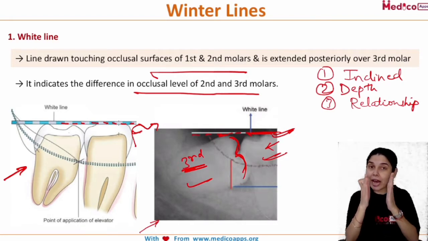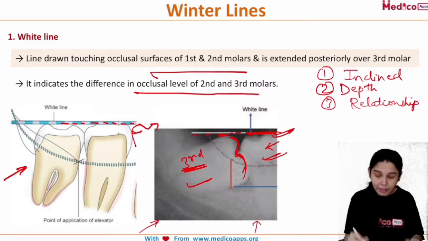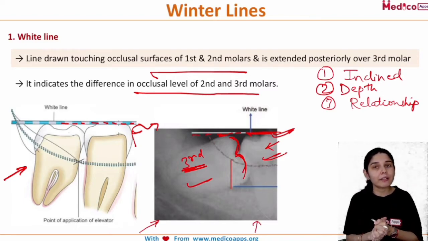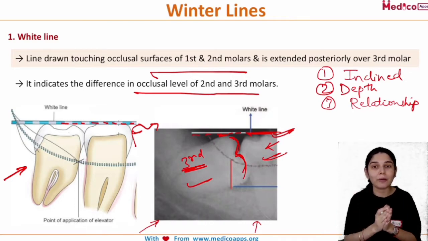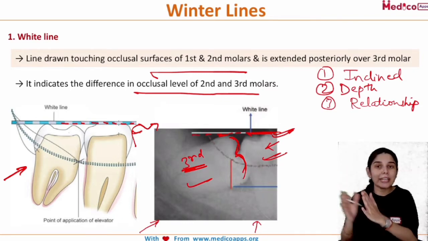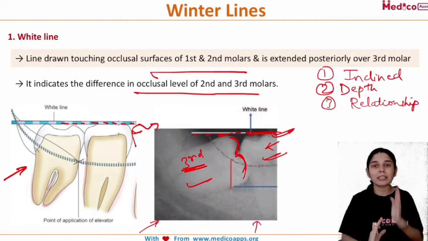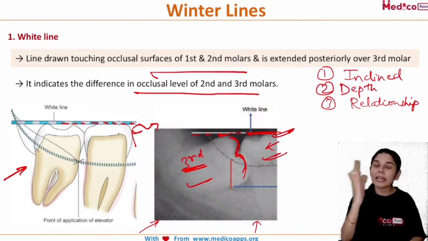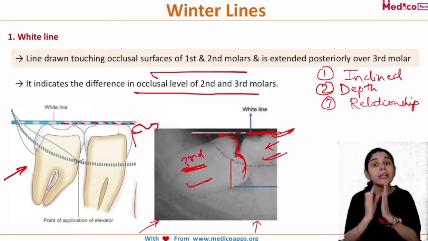Now, I will ask you a question: in this IOPA, what kind of impaction is this showing? Tell me. The answer will be mesioangular, because it is inclining towards the mesial part of the second molar. So this is the mesial section. If you see this, this is the middle point. So this is inclining towards the mesial portion, so it is a mesioangular impaction.